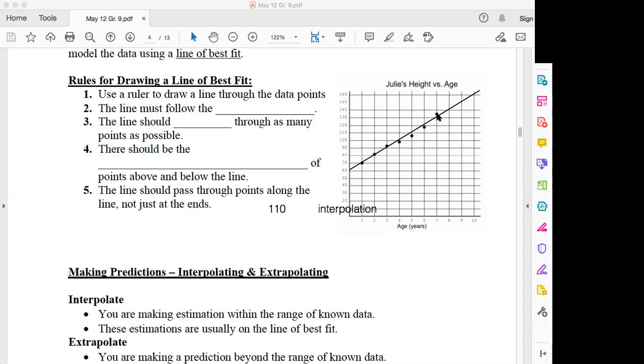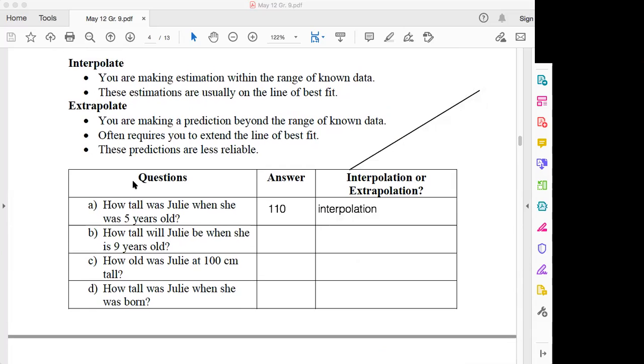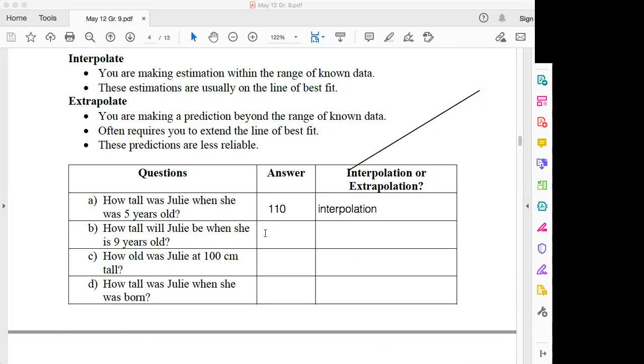Now this is our very last point. So we had to go above and beyond to estimate. So that means that it's extrapolation. Okay, so we're going to go back here. We're going to type, so I said about 145, and because it's outside of what we know, it's extrapolation. Okay, we're going to go back to our graph.